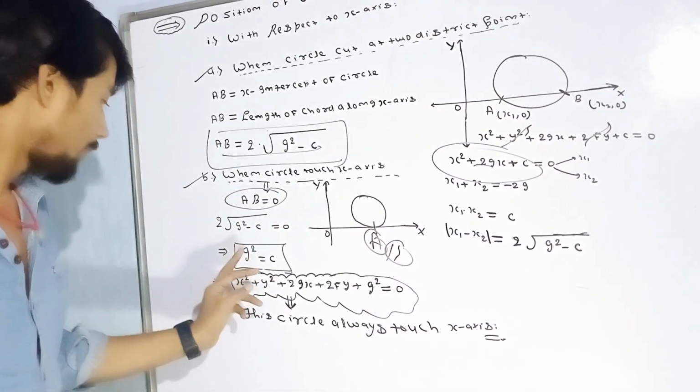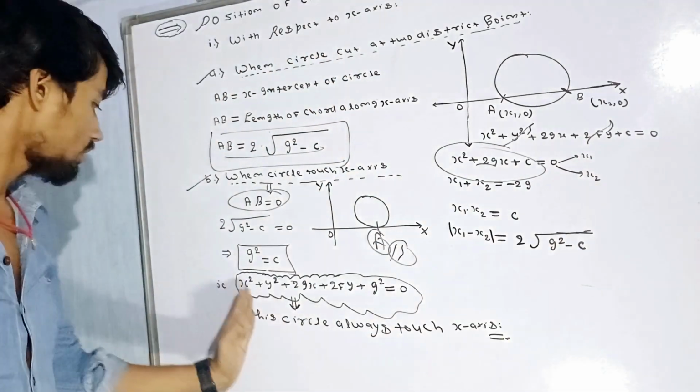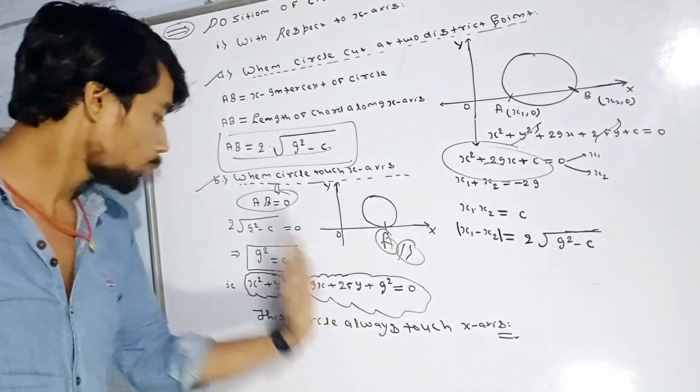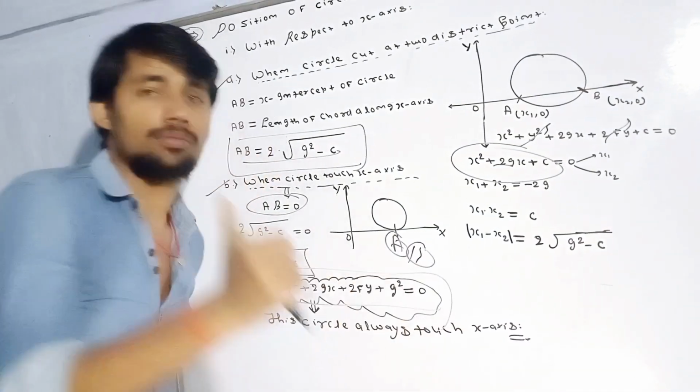That is, when c is equal to g square, put it in the circle, then you get x square plus y square plus 2gx plus 2fy plus g square is equal to 0. This circle always touches the x-axis.